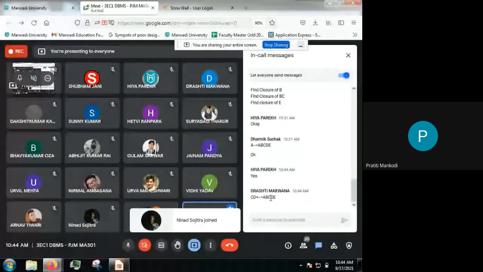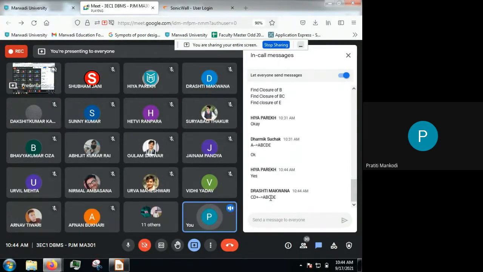Drashti, CD plus. Is Drashti right? CD plus is A, B, C, D, E. Correct. So Drashti is right. Others? Sunny, Dakshit. Okay. Urvil, yes. Correct. A, B, C, D, E. Good. Closure of A is A, B, C, D, E. Sunny, Suryabali and Dakshit, I'm waiting for your answers.